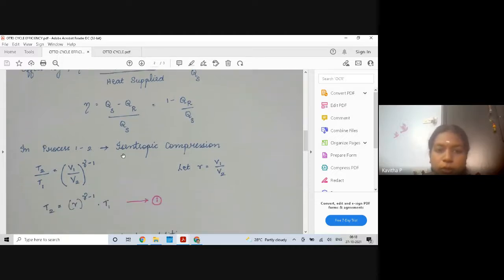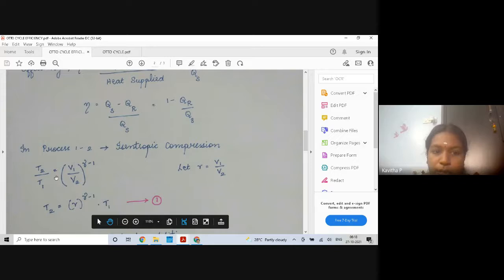In process 1 to 2, where there is an isentropic compression process, the change in temperature is related to the change in volume. So T2 by T1 is equal to (V1 by V2) whole to the power of gamma minus 1. This V1 by V2 can be taken as r. So T2 is equal to r to the power gamma minus 1 into T1, and it is taken as equation number 1.